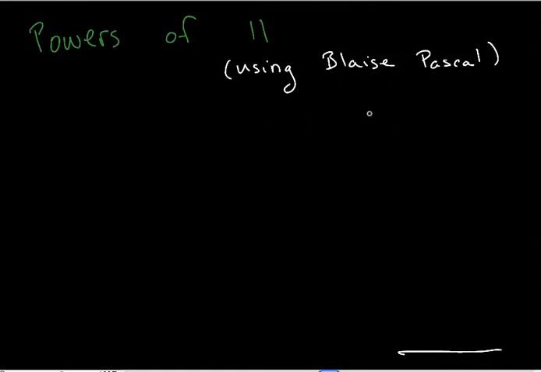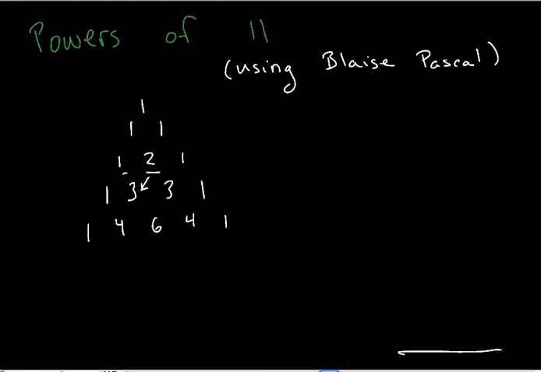One of the neat tricks about Pascal's triangle is using it to find the powers of 11. So recall what Pascal's triangle is. It's constructed just like this, where there's a trickle down effect, and the numbers grow by adding the two numbers together to get the bottom number, right? And it just keeps going like that. So what does this look like?